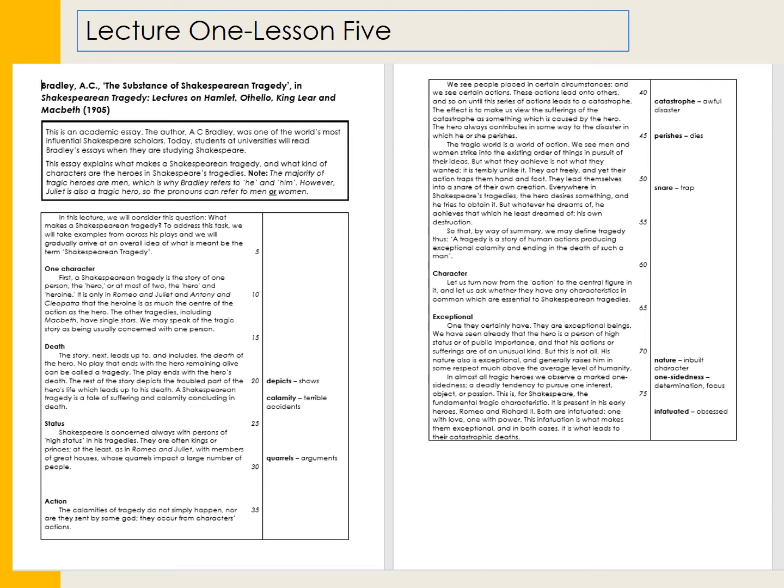So what you need to do is go back and listen to this again if you wish, but you need to annotate your lecture with examples of where Romeo and Juliet fits in with these ideas. Okay, so we can see in the second paragraph, for example, that the story leads up to and includes the death of the hero. Well, we know that Romeo and Juliet both die, so straight away we can see that this fits Bradley's definition of what makes a Shakespearean tragedy.